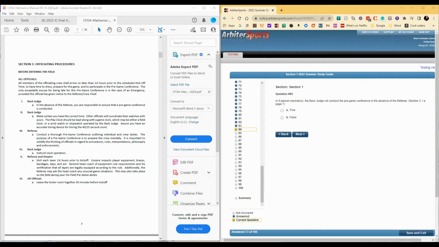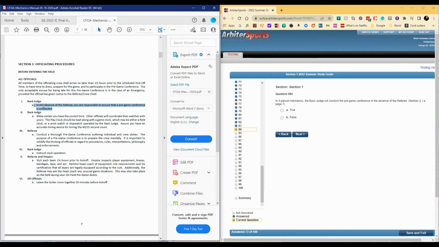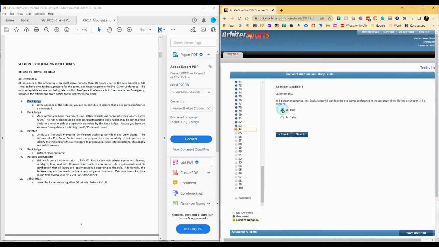Question 84. In 5-person mechanics, the back judge will conduct the pregame conference in the absence of the referee. Right there in the first thing, in the absence of the referee, you're responsible to ensure the pregame conference is conducted, and that's on the back judge. So this is true.